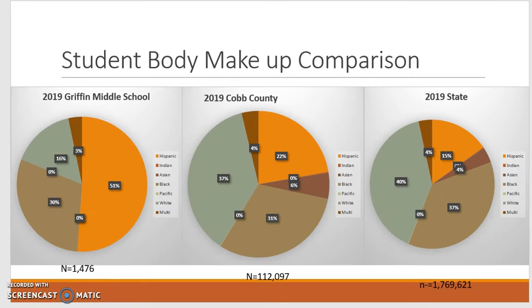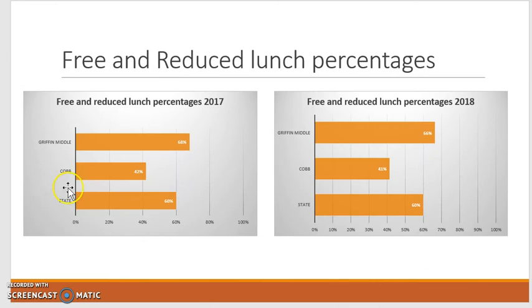And when we compare those two to the student body makeup of Griffin Middle, Cobb County, and the state for 2019, we can see that Cobb County on the whole somewhat closely represents Georgia at the state level. However, Griffin Middle School does not really represent either Cobb or the state when it comes to demographics. Only 2019 is represented for the state because for the past 3 years, the state data has remained pretty steady in all demographic populations.